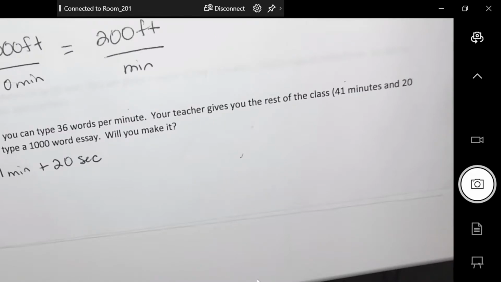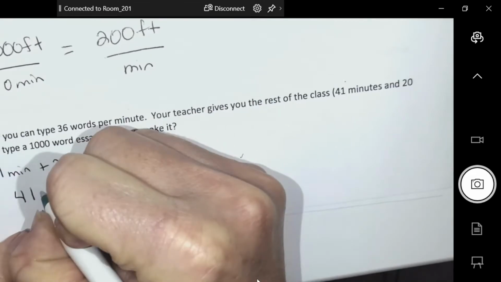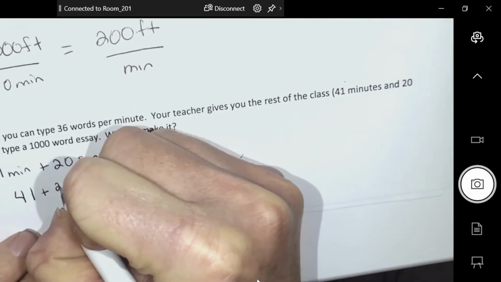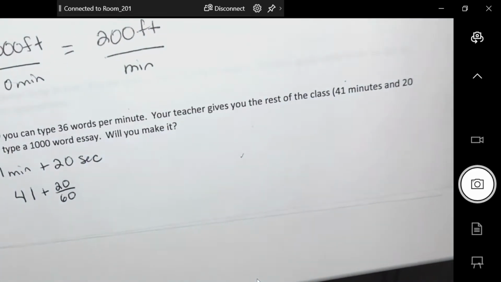41 point something. Okay, we can do 41 point something, yep. How do you change that to a point something then? Divided by 60. So 41, and then I'm basically saying 20 seconds out of a possible 60.